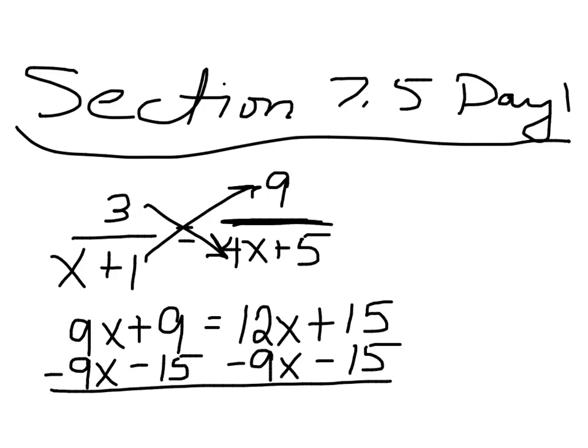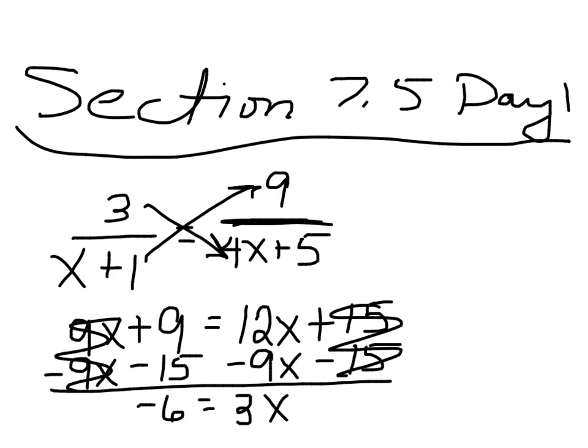So what is 9x minus 9x? What's 9 minus 15? Negative 6. What's 12 minus 9? And what's 15 minus 15? So how do I get x by itself then? Divide by 3. And what is negative 6 divided by 3?